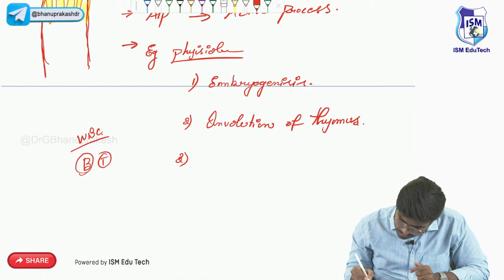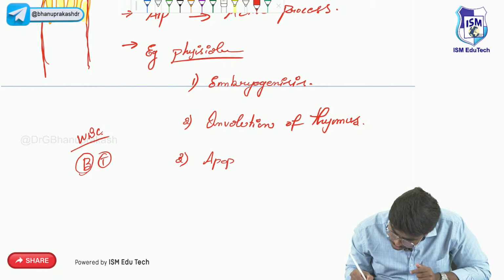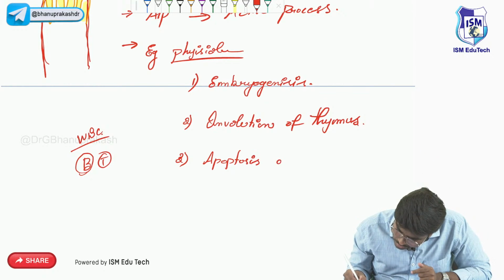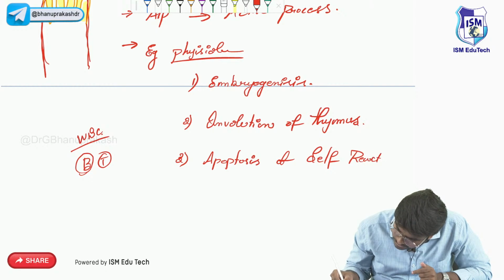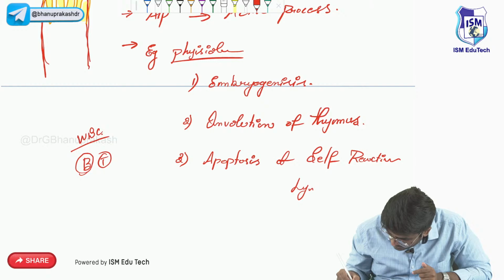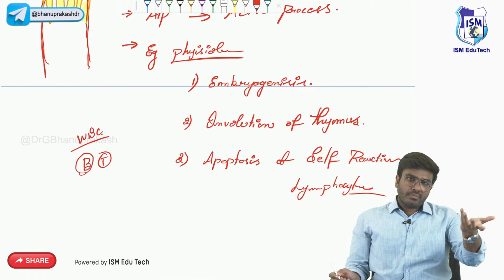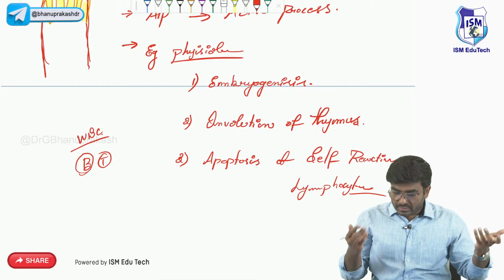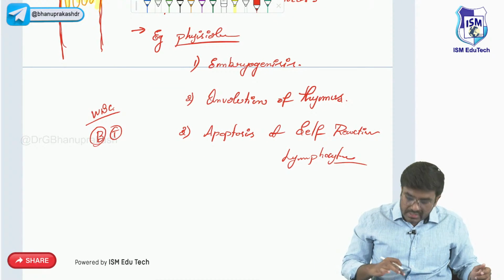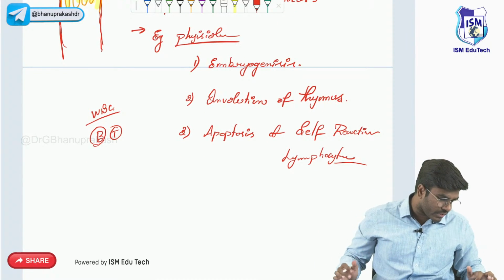So apoptosis of self-reactive lymphocytes is an example of physiological apoptosis. They have to die, right? Otherwise, we'll be in problem. We'll get autoimmune disorders.